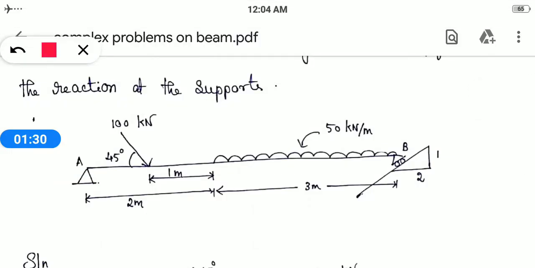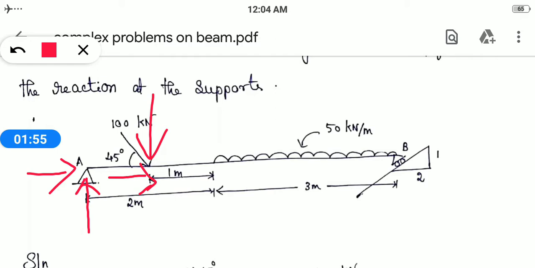Since this is a hinge support, what will the reaction be? There will be a reaction vertically as well as horizontally. The load is also inclined over here, so to resolve it, you will get one vertical and one horizontal component. The theta is already given in the question, so there is no need to find any theta here.